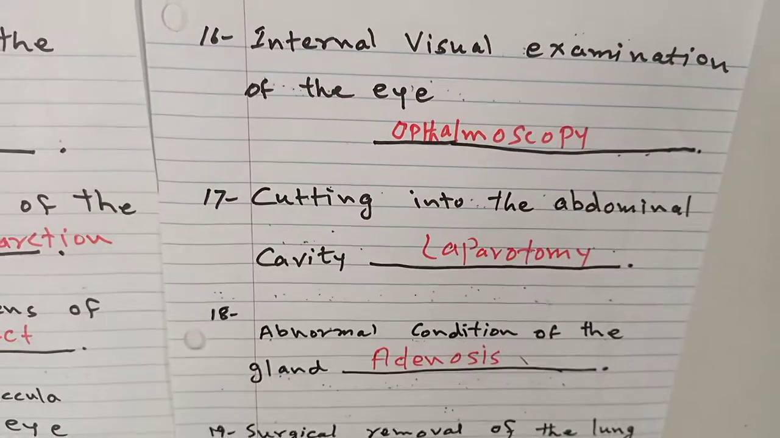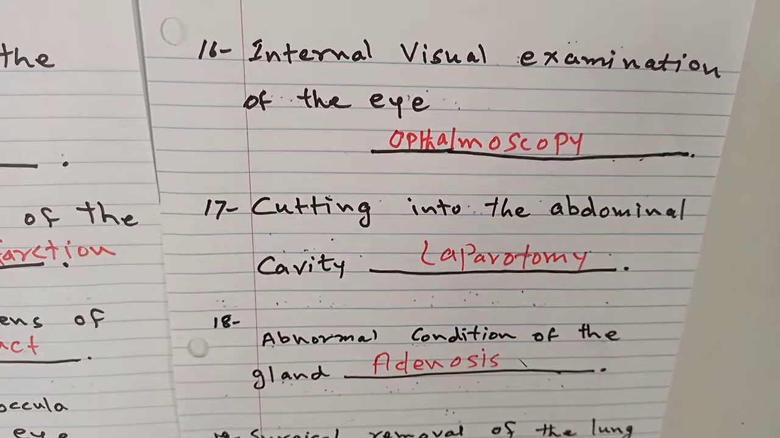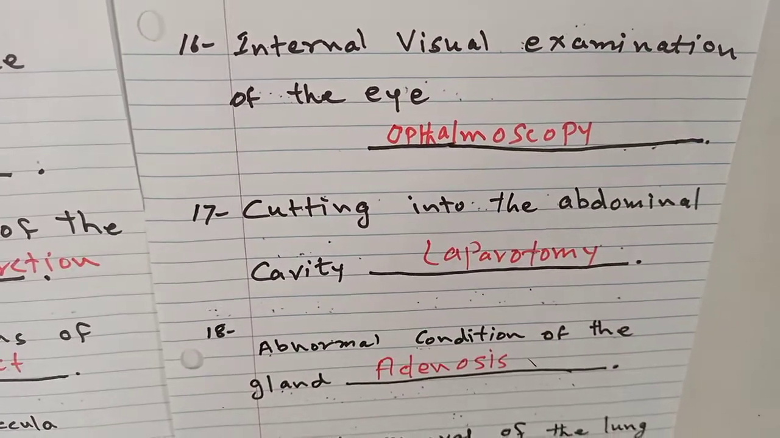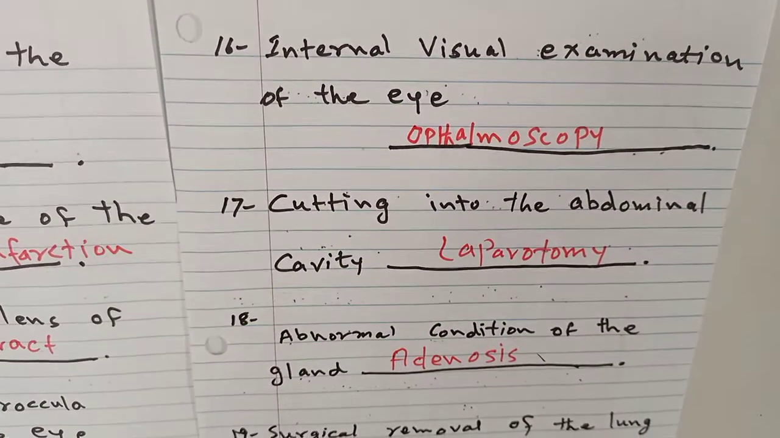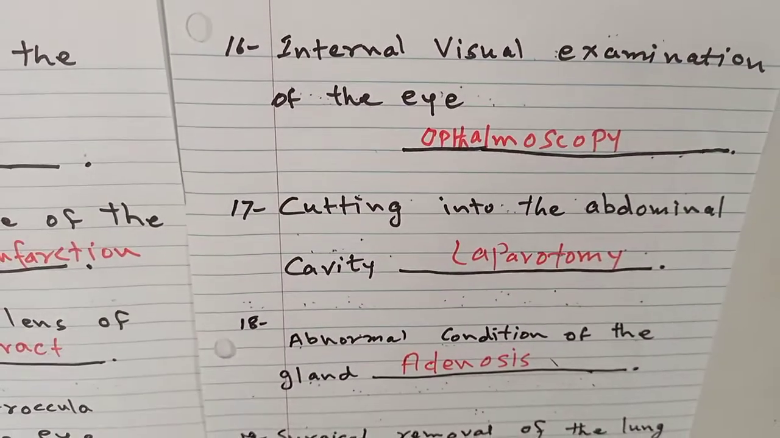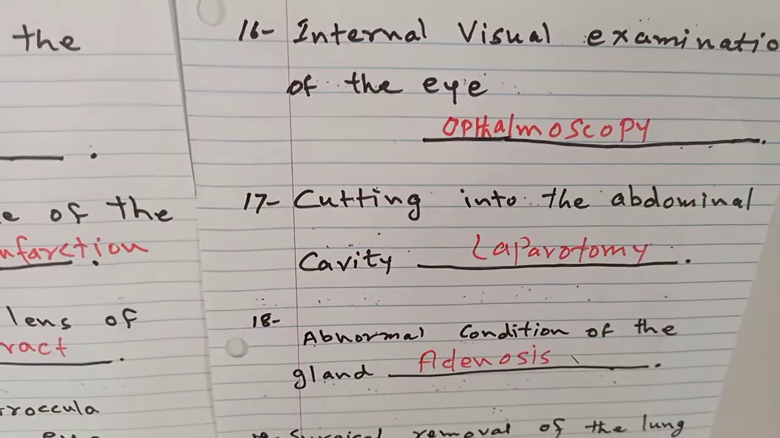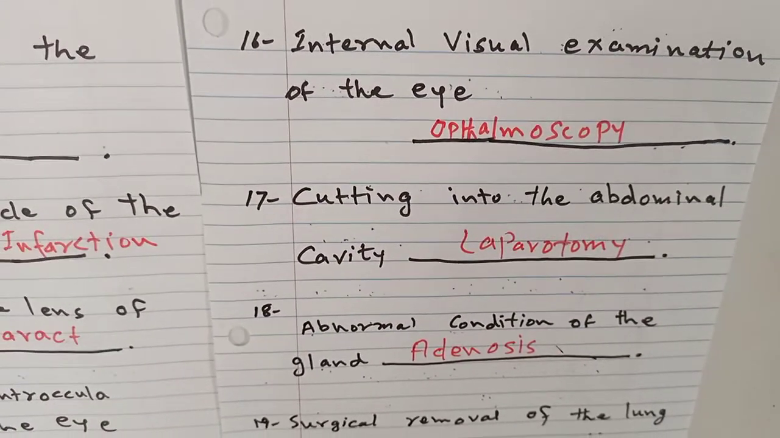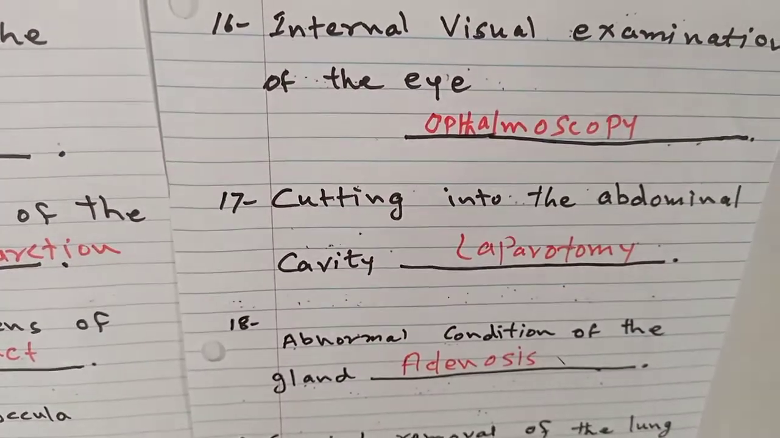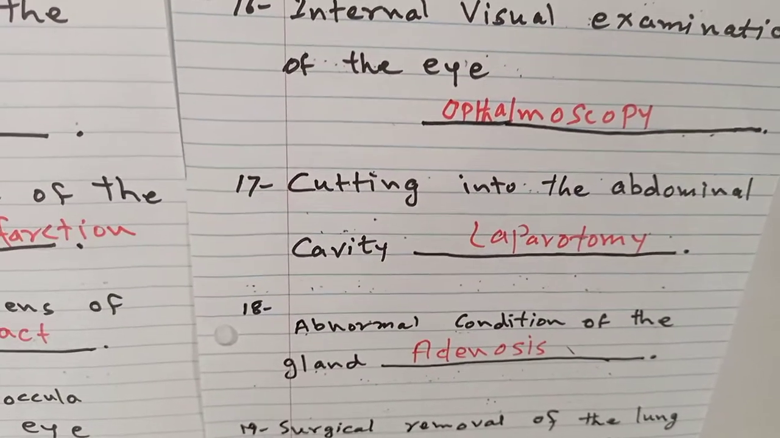18. Cutting into the abdominal cavity: laparotomy. Lapar is anterior abdominal wall or abdominal cavity. Otomy means cutting into. Laparotomy, cutting into the abdominal cavity.